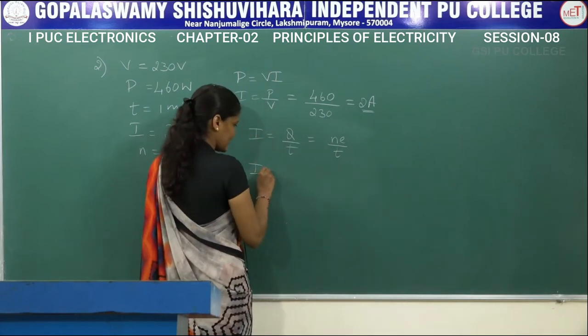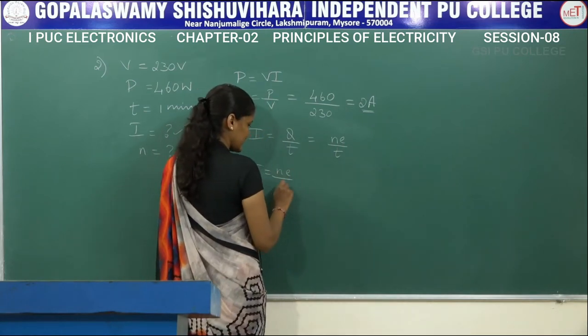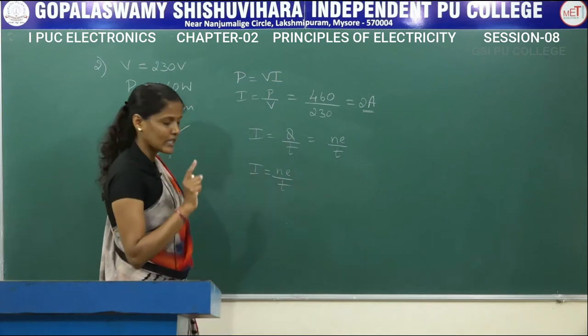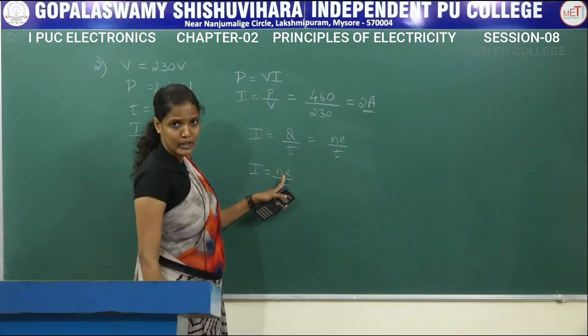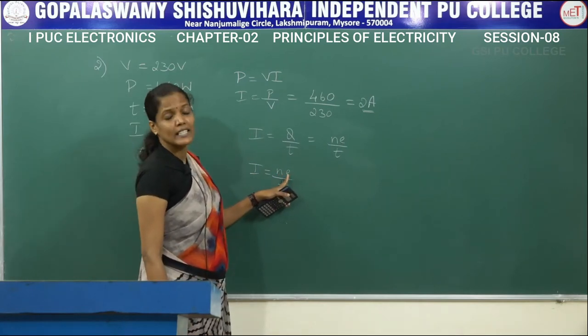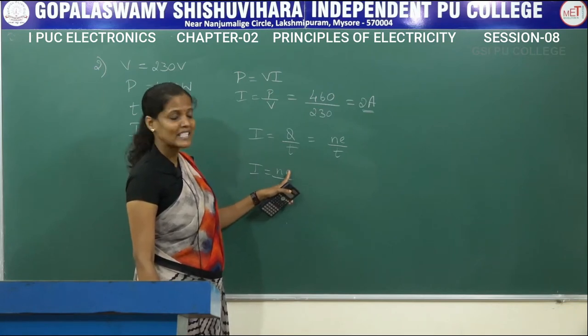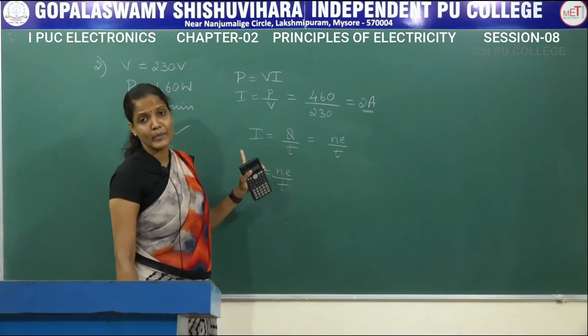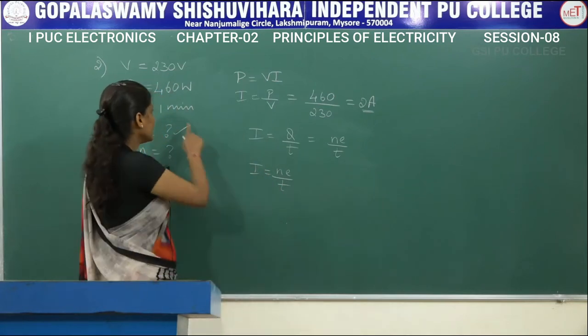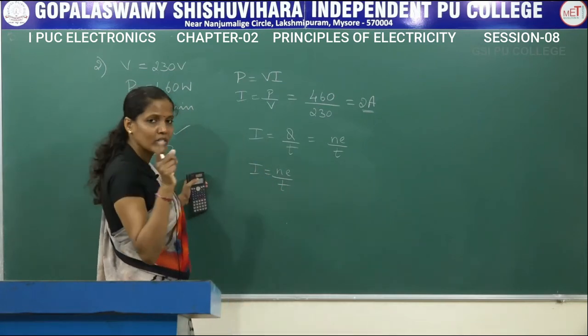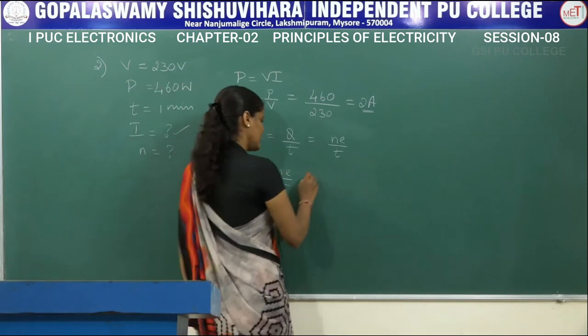So I is equal to N into E divided by T, where I is the current, N is the number of electrons, E is the charge of an electron, that is 1.6 into 10 to the power of minus 19, and T is the time period in seconds. But here they have given it in minutes, so you have to convert that into seconds. We are going to do that.